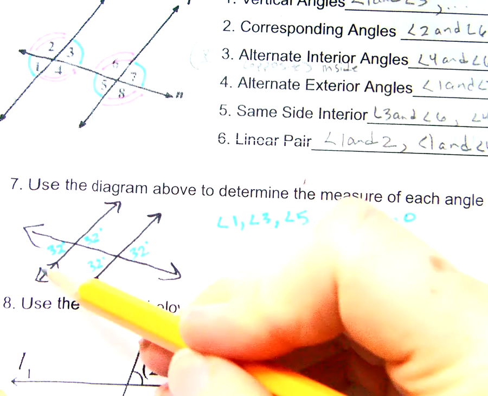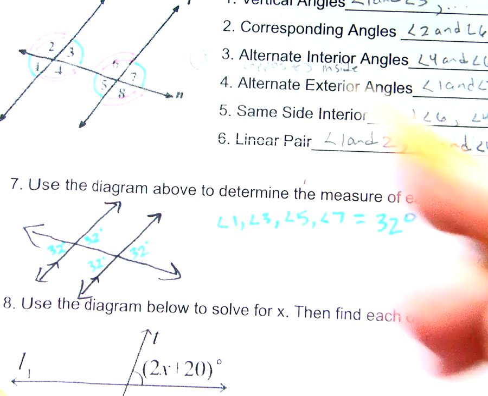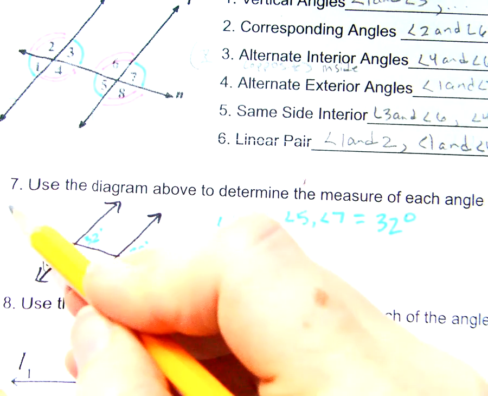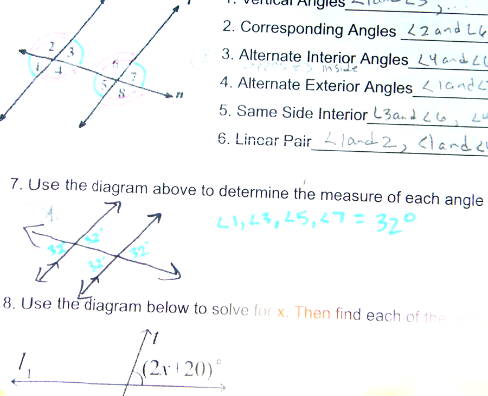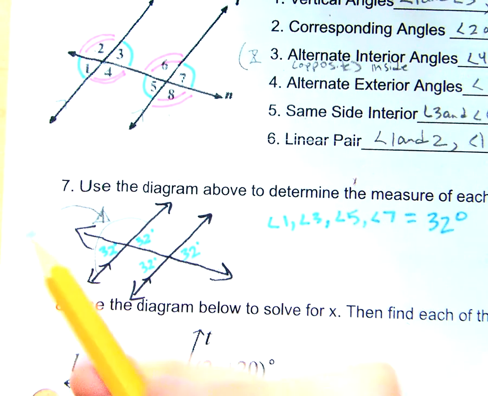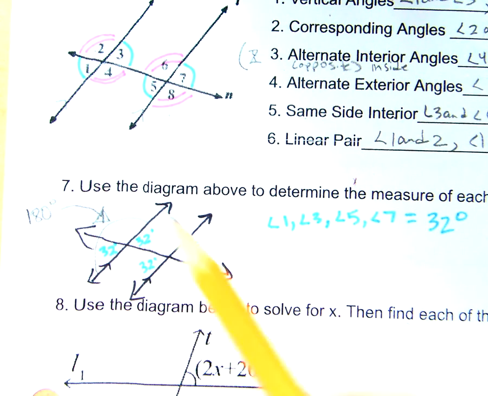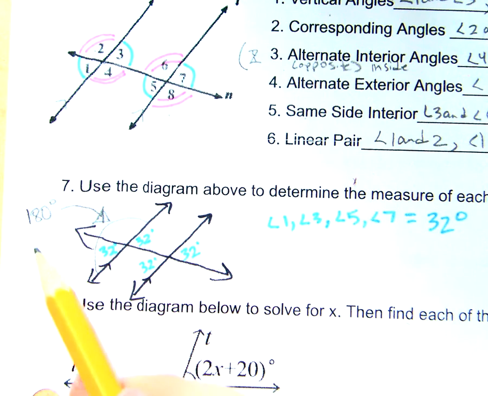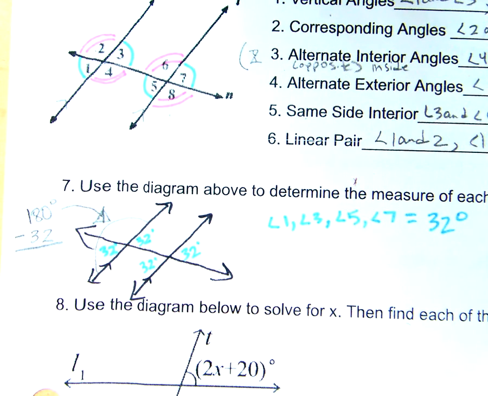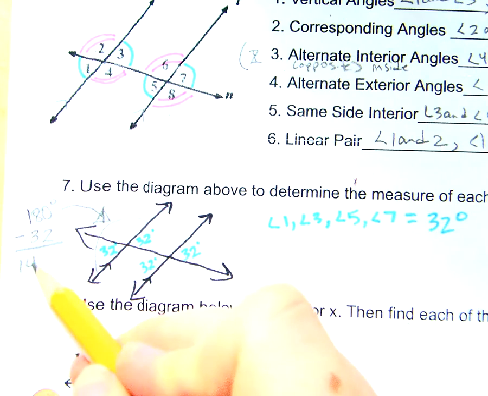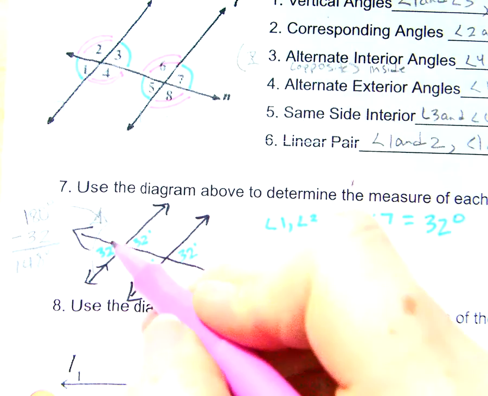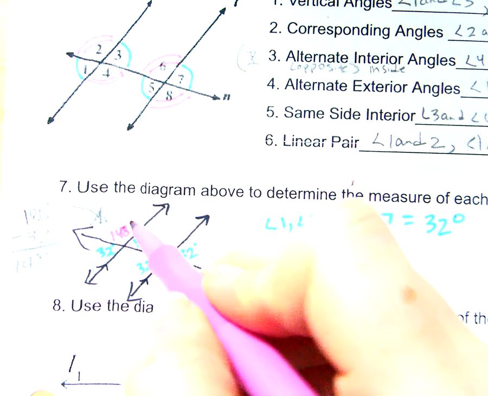Okay? Now, in order to find the rest of them, I need to recognize that together these two angles make a line. And so in order to find this one that's missing, what I can do is take 180, which I know is the linear pair, the supplementary relationship, and take away what I do know to find out what I don't. So I'm going to subtract 32 from that, and that's going to give me 148 degrees. So that tells me that this angle right here is 148 degrees.